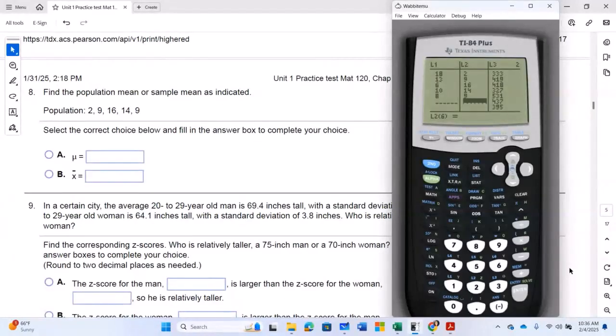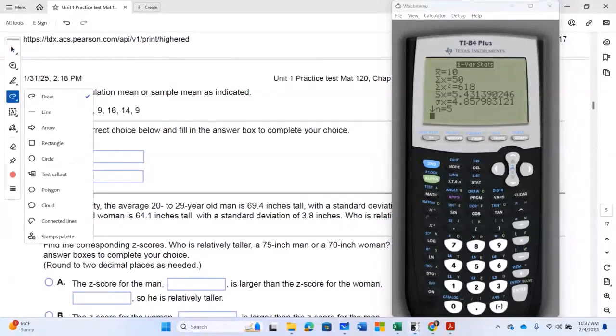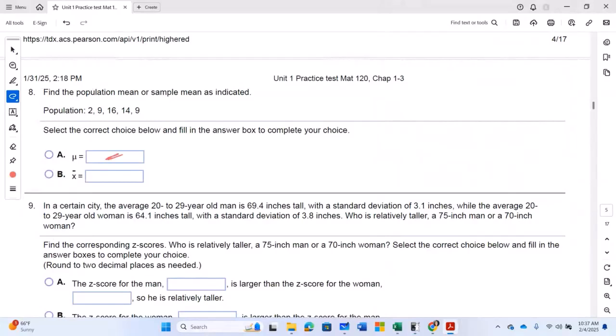So I'll quickly do one variable stats of L2. I go to stat, calc, one variable stats, second L2, because the data is in L2, and then I calculate. Okay, the mean is 10, but you must answer the question. Your answer has to be in this box. Even though it is 10 for both, 10 has to be in mu, the first box.